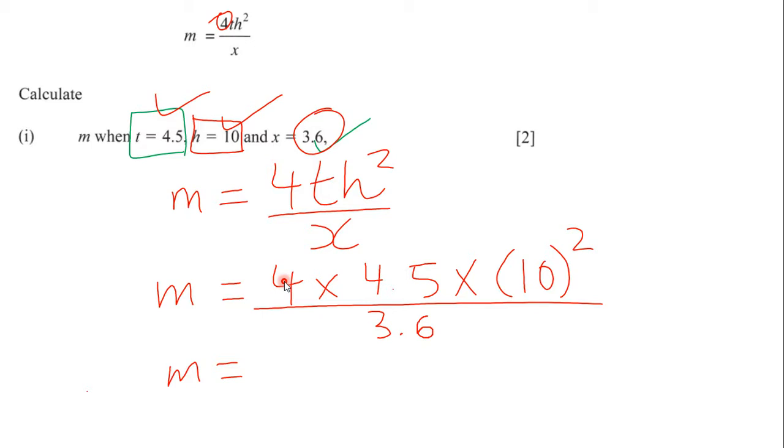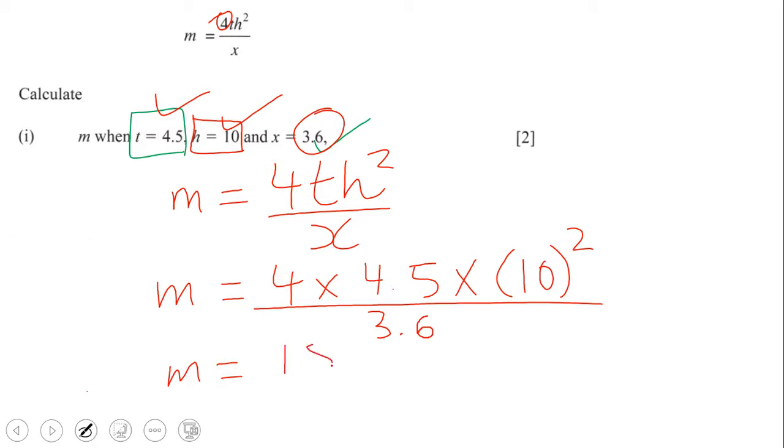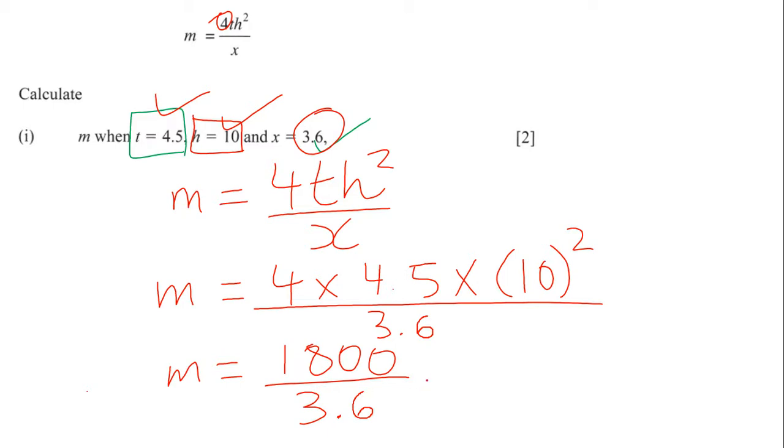When I place it in the calculator, I got 1,800. We're going to divide it by 3.6. So what is 1,800 divided by 3.6? That's going to be equal to 500.